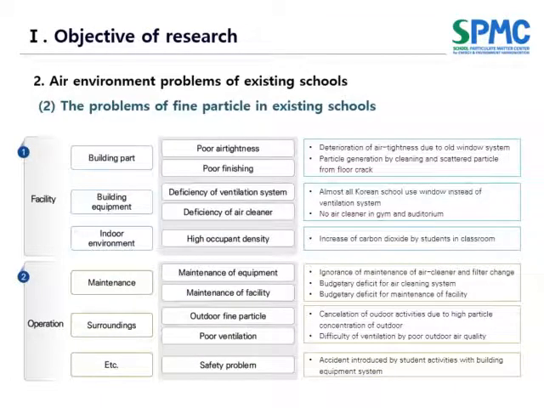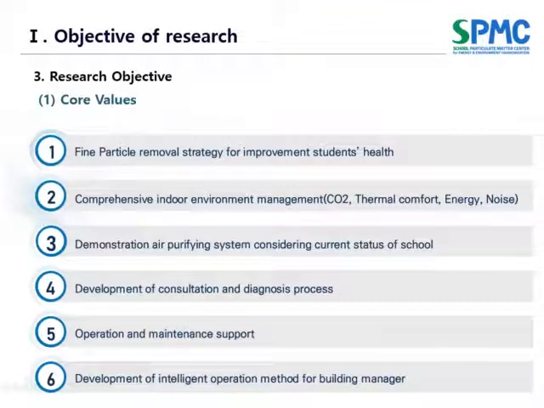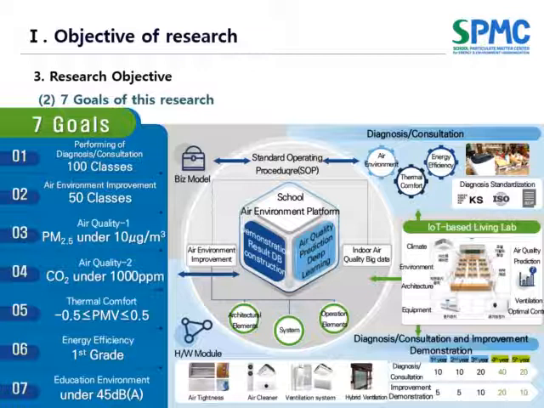Now, here are the general goals. In order to solve these problems, our research team established 6 core values. Please see the slide. Based on these values, we set 7 key goals in the study. The goal is to maintain indoor particle concentration below the WHO air quality standard of 10 microgram per cubic meter and CO2 concentration below 1000 ppm. Other goals, please see the slide.